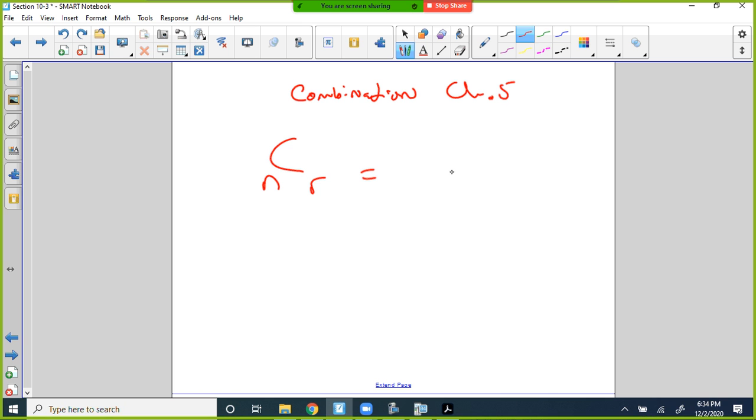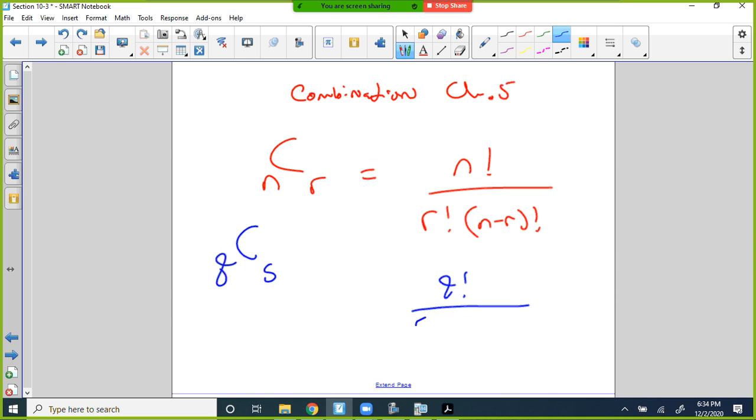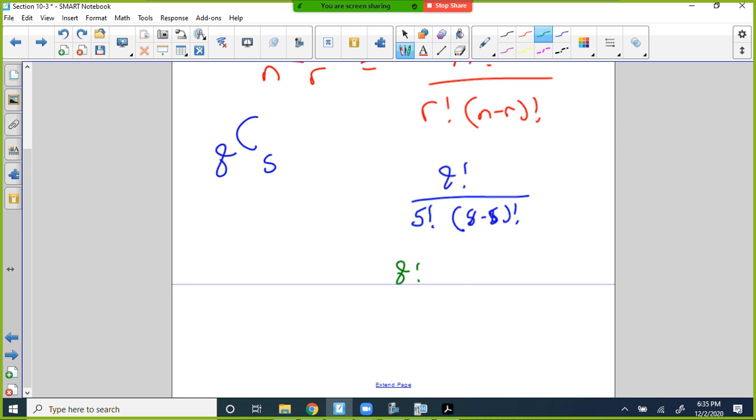The formula for this is n factorial over r factorial times n minus r factorial. So let me put some numbers for n and r. We would do 8 factorial over 5 factorial times 8 minus 5 factorial. What that really becomes is 8 factorial over 5 factorial times 3 factorial.